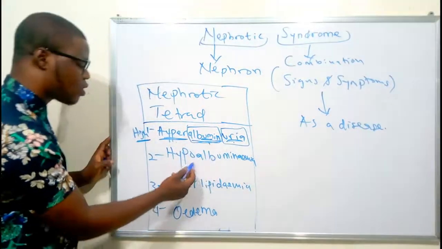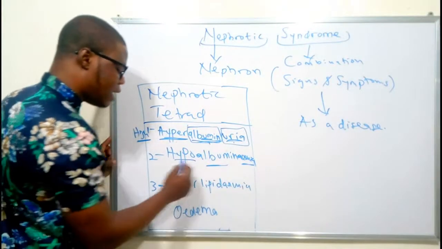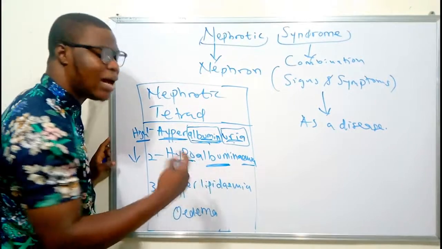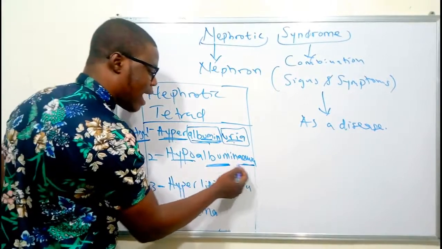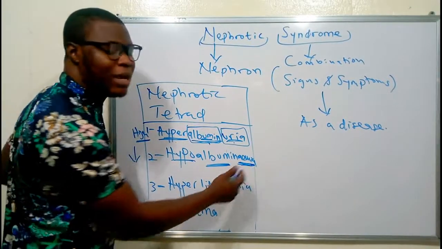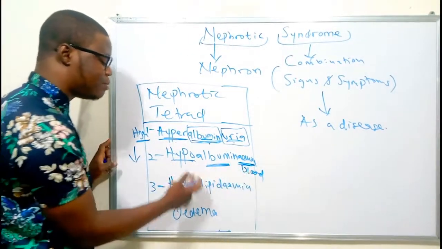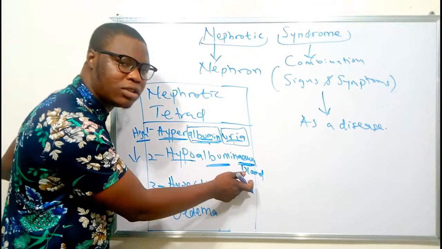So the second sign is called hypoalbuminemia. Hypo means reduced level of something. So albumin is that albumin proper, and then emia means blood. So if you say hypoalbuminemia, it means reduced albumin in blood.